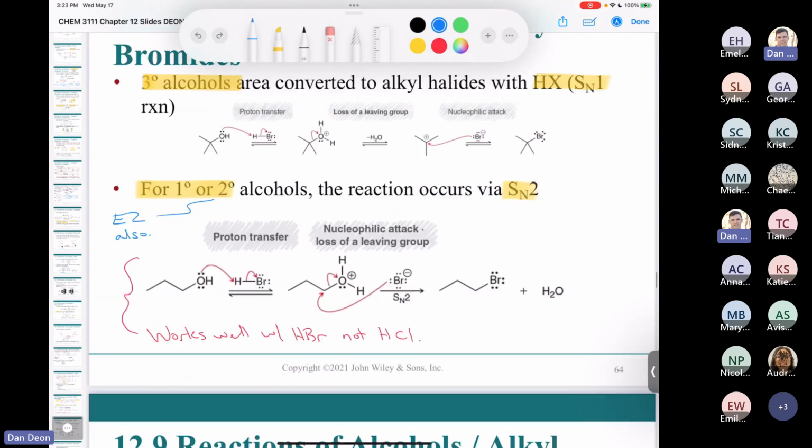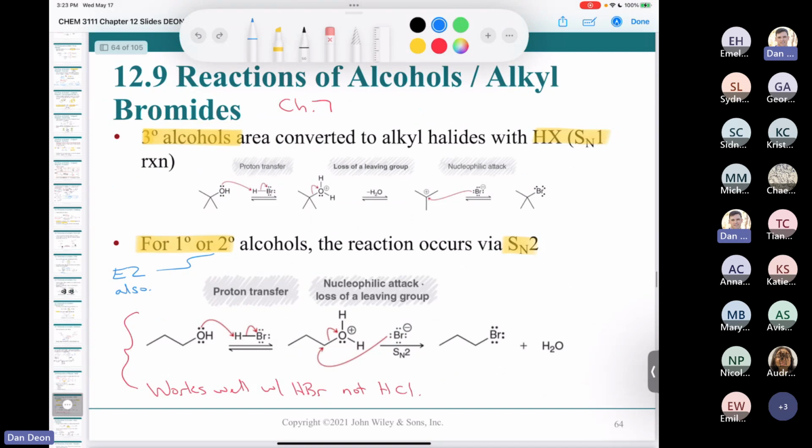If you go back here, both of these mechanisms are perfectly fair game because they were covered in detail in Organic Chemistry 1. Okay, so those ones would be acceptable.